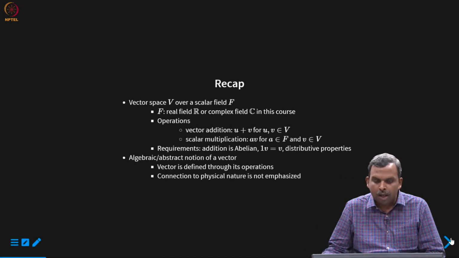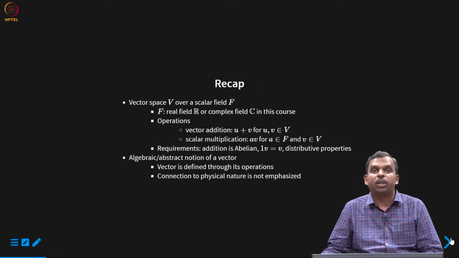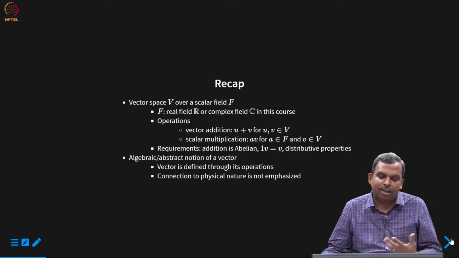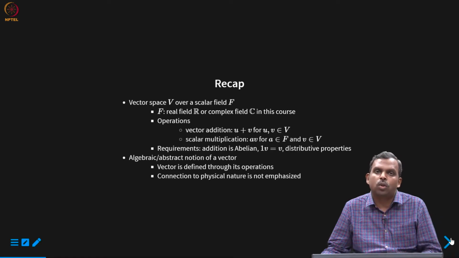Okay, quick recap. Like I said, we are going to think of a vector space V over a scalar field F. So that will be a constant thing that I'll carry throughout this course. The scalar field F is going to be either the real numbers or the complex numbers for us in this course, but quite a few results that we do will hold for any scalar field F, by the way. But in this course, we'll primarily think about real numbers and complex numbers.